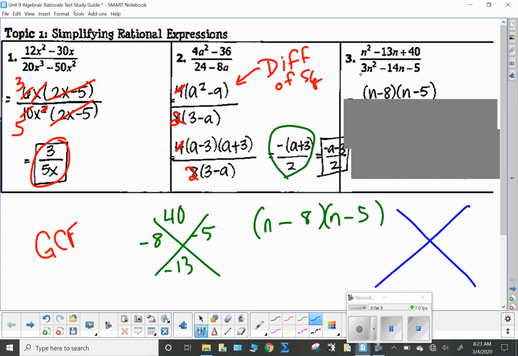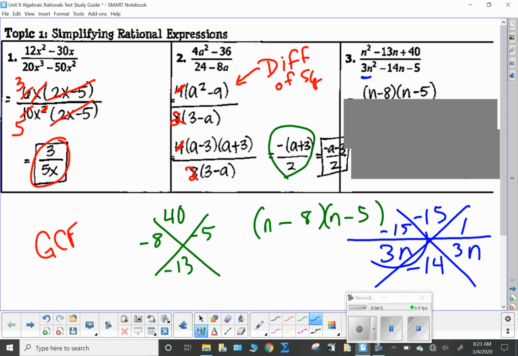Now the other one, a little bit trickier. You have 3 times negative 5 is negative 15, that add up to negative 14. This one I have to do the star. So I have negative 15 and 1, but I have to think about my 3n here. How am I going to get that 3 out?